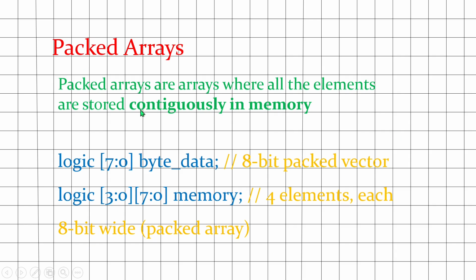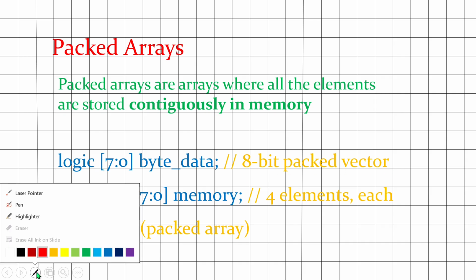First is our packed array. Packed arrays are arrays where all the elements are stored continuously in memory. Continuously in memory means the locations of this memory are continuous. I will tell you with the example written here: logic [7:0], which means 8-bit data, an 8-bit packed vector of logic type.